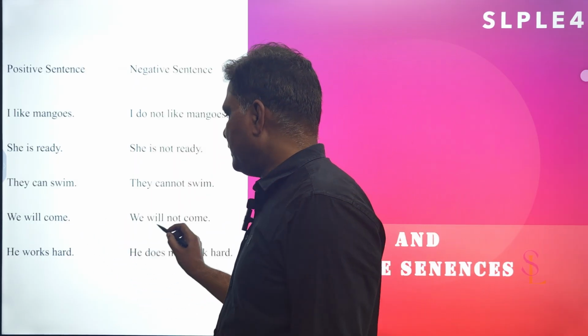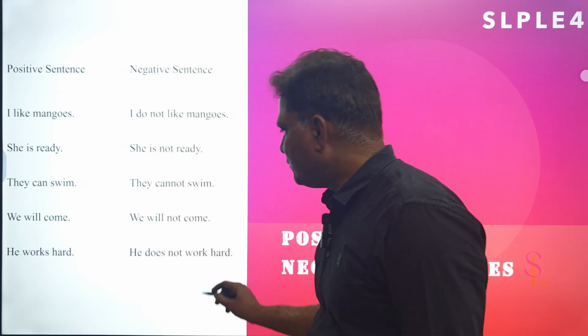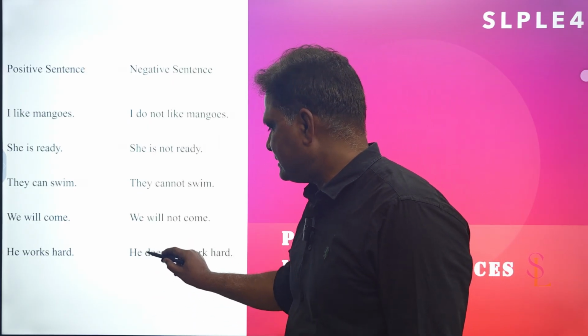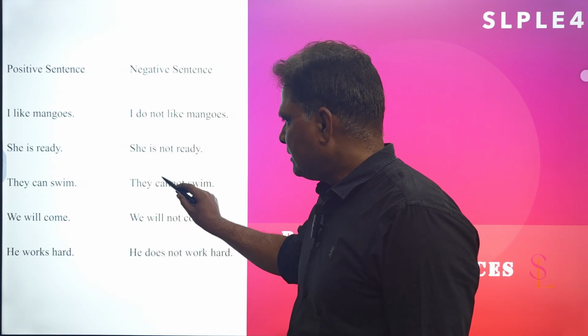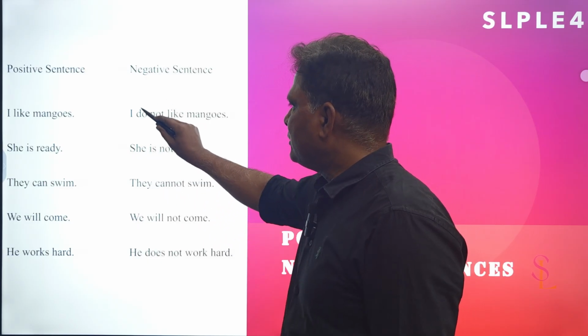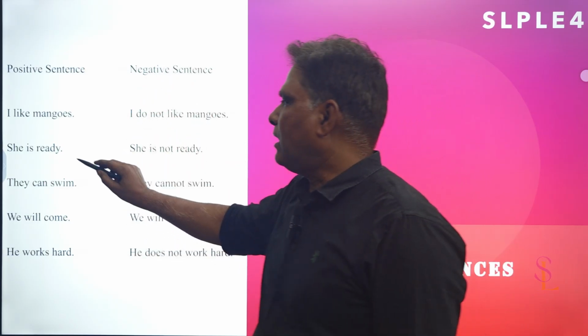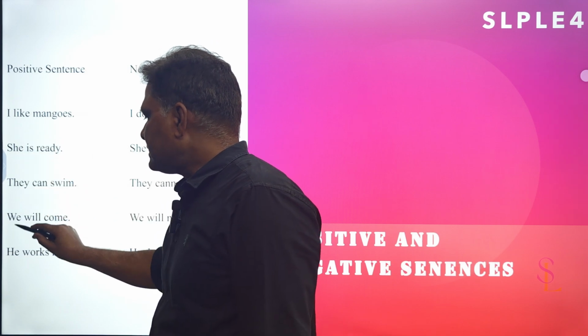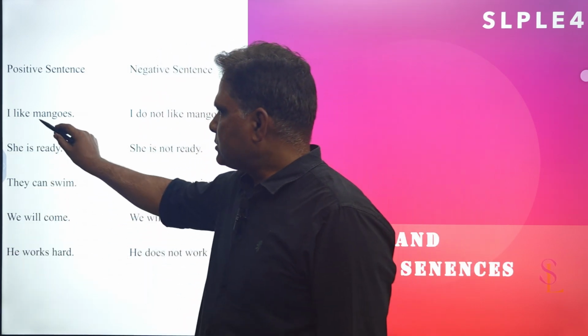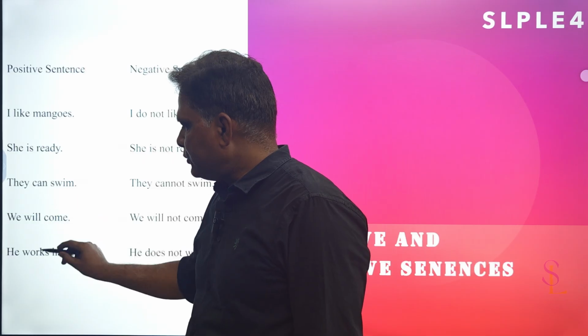We will come. We will not come. He works hard. He doesn't work hard. Here, look at this one: doesn't. Look at this: will not. Look at this: cannot. Is not. Do not. All these things are exactly based on the subject that is used and also the verb that is used.